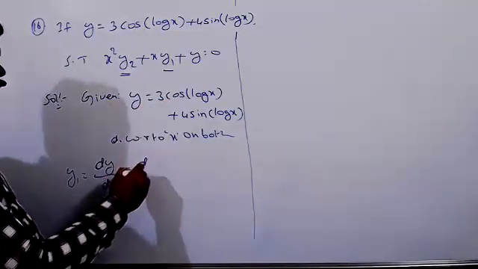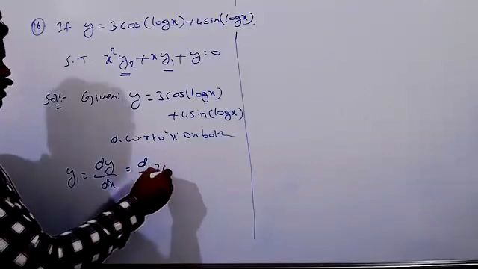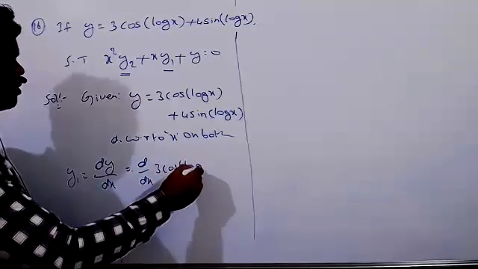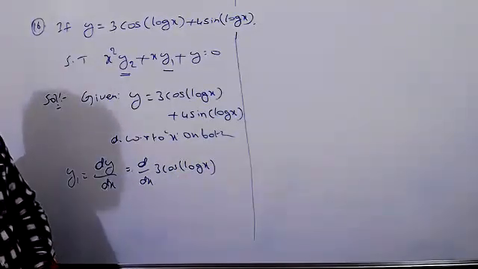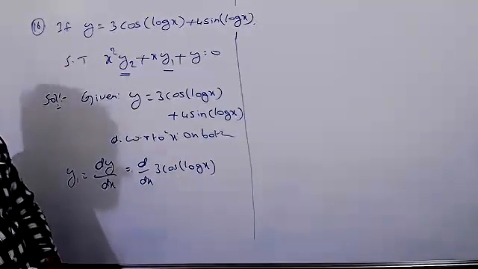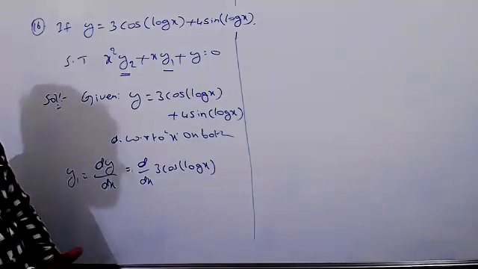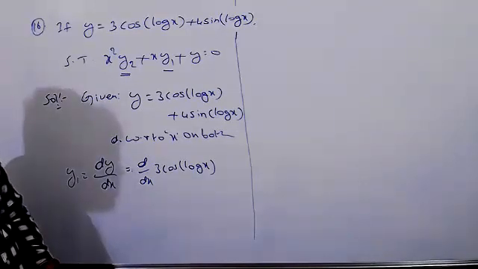If you want, you can write clearly dy by dx of 3 cos. Sir, this is a 6 marks question, sir? No, it's not 6. Maybe. It is plus 2 means plus 6 marks, but coming to the PU, it is 5 marks.